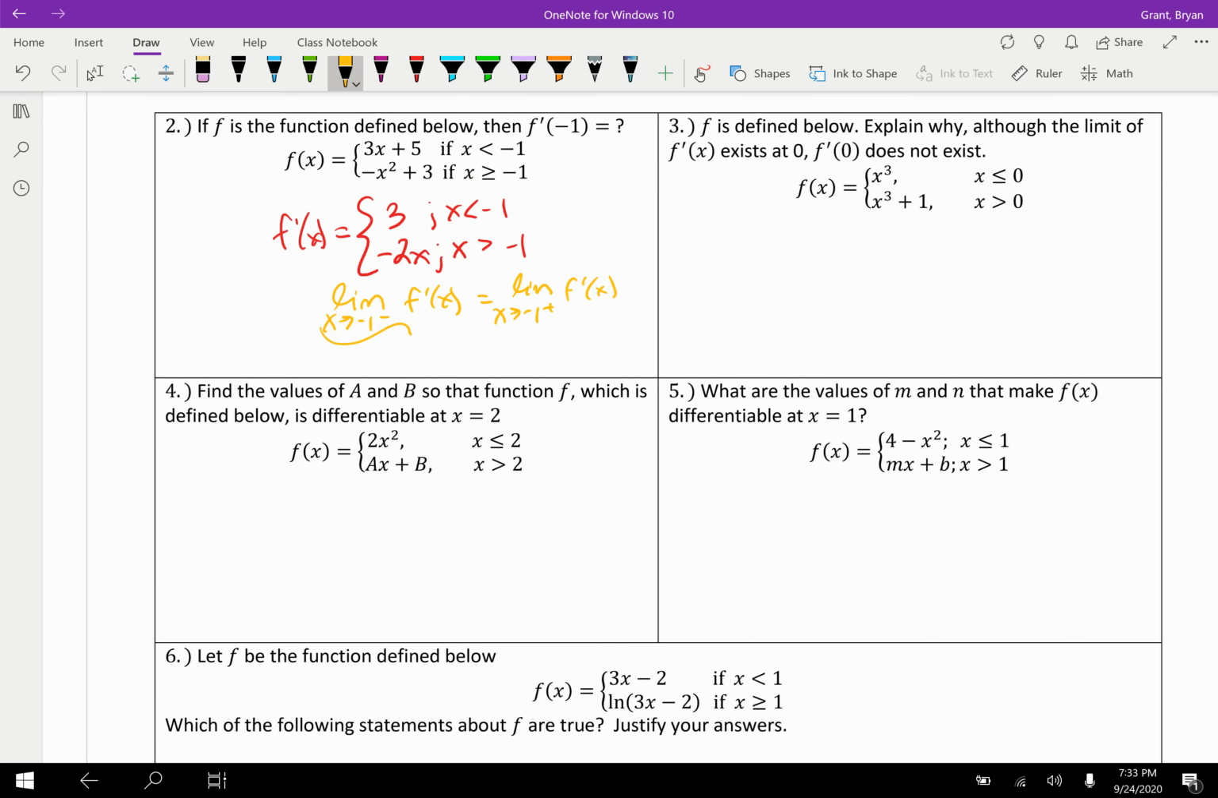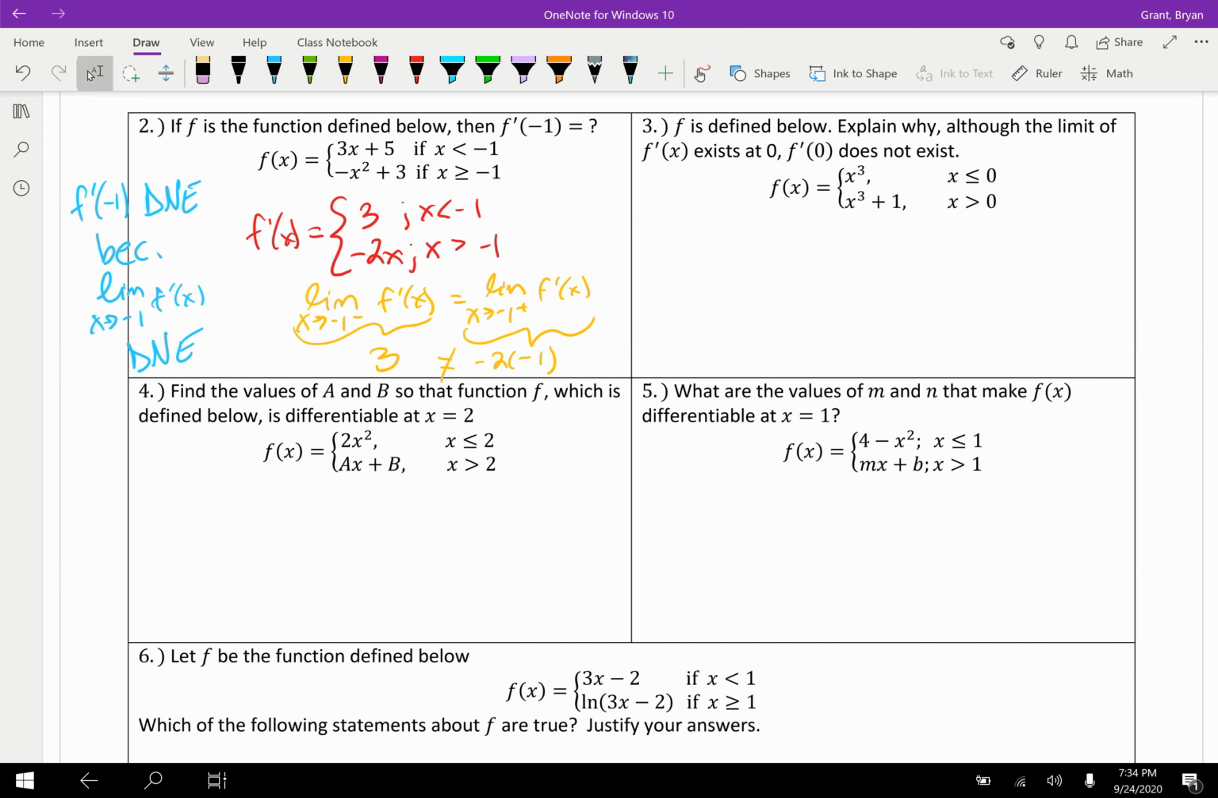And then we would say, well, this one becomes 3, right? This one becomes negative 2 times negative 1, and those are not equal. So my conclusion: f prime of negative 1 does not exist because the limit as x approaches negative 1 of f prime of x does not exist. Again, not too bad. We can fit the work in here that's necessary.